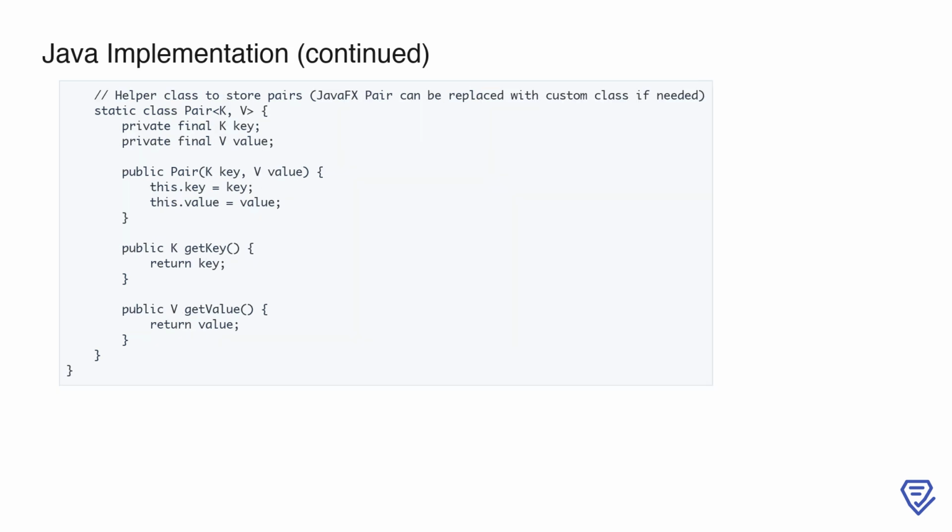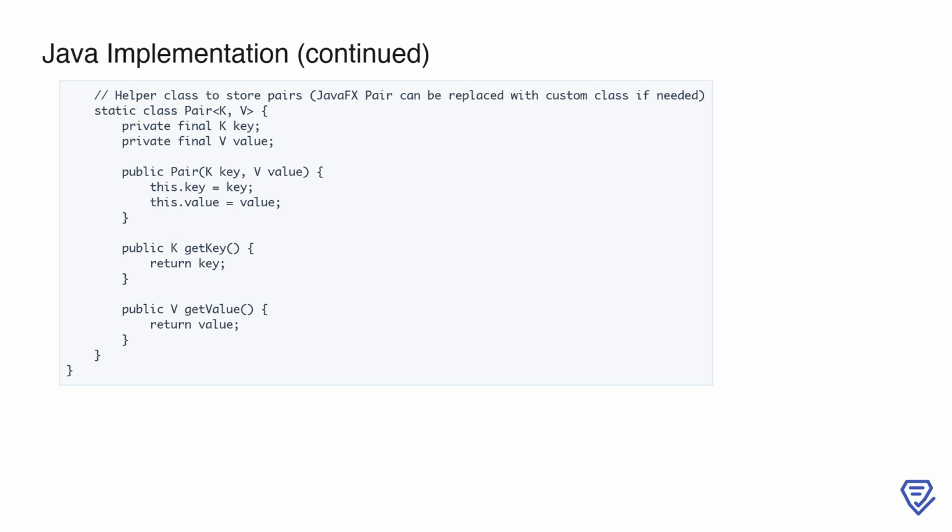To manage these node-path pairs, we use a Pair class, which stores two related objects, a key and a value. Here, the key represents the tree node, and the value represents the corresponding path string. The Pair class includes a constructor to initialize the key and value, as well as getter methods to retrieve each. While the code uses JavaFX's Pair class, you can replace it with a custom implementation if needed. This helper class simplifies managing the relationship between nodes and their paths, keeping the code clean and organized.